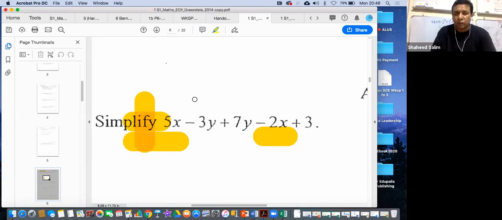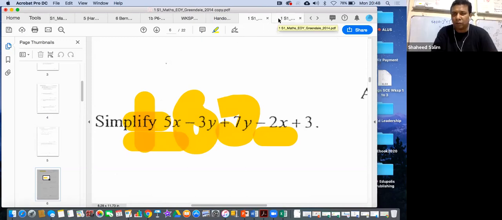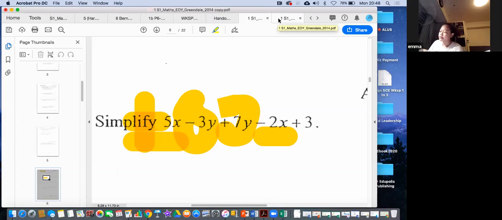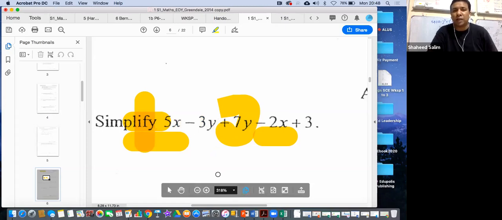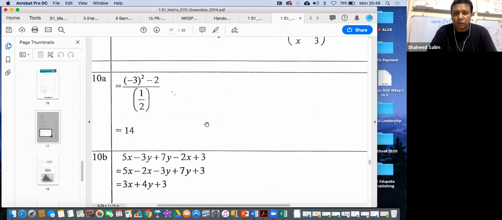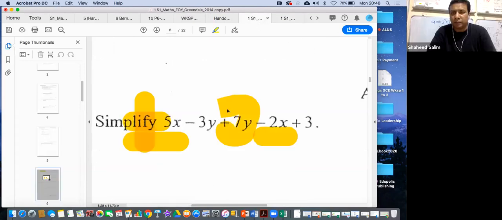Yes. Okay, now, you owe $3 and you have $7. So in the end? 4y. Plus 4y or minus 4y? Plus, because your 7y is plus, you have $7, you owe $3. You sure must have some balance. So the answer will be 3x plus 4y plus 3. Which is what this is, okay? You all right? Yeah.